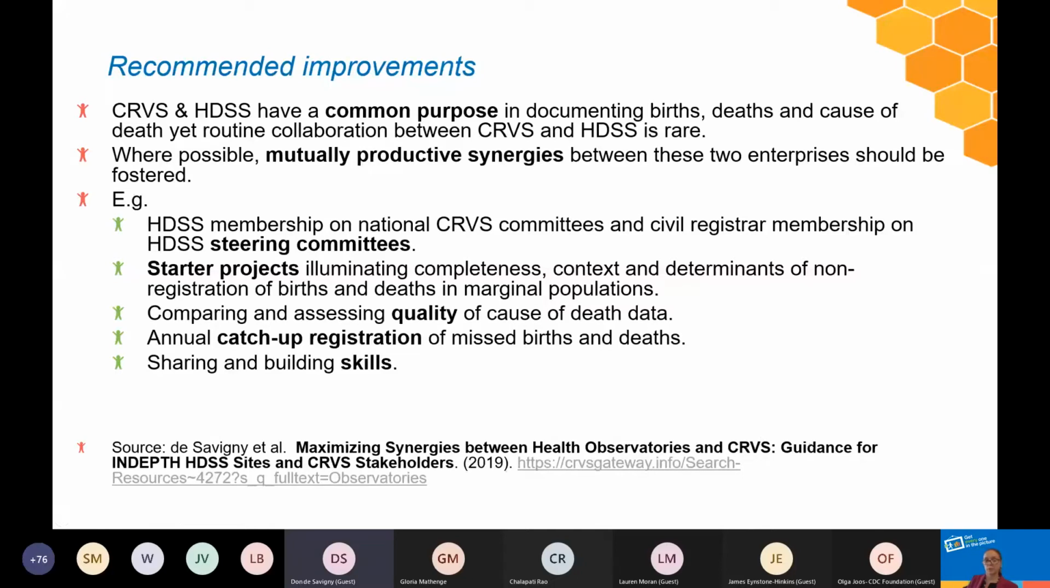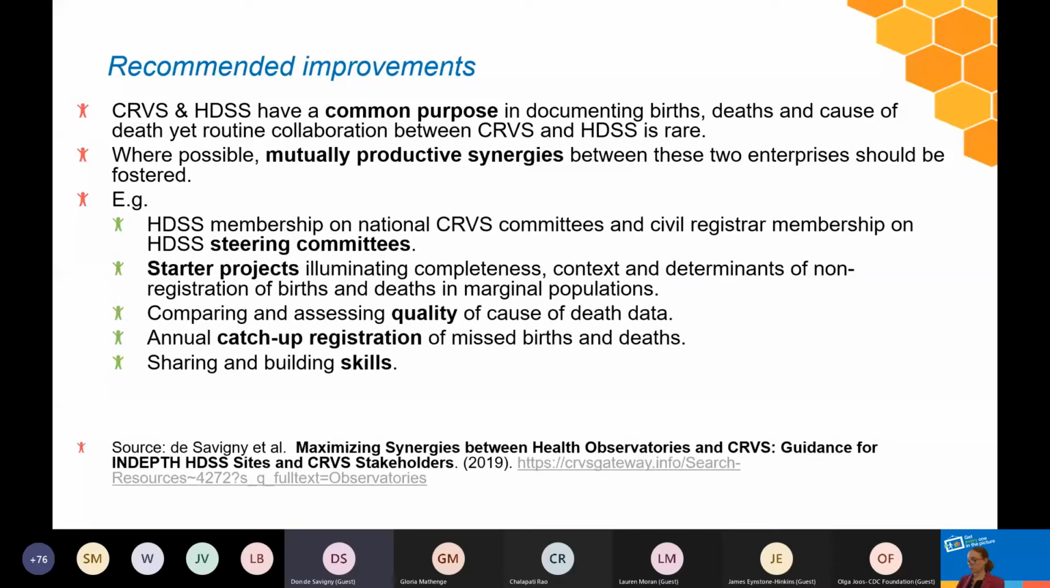So what came out of our look into all these sites is that very few of them have any linkage with the CRVS system in the country, which is really perverse since they have a common purpose of documenting these births and deaths and causes of death. But very few sites have routine collaboration. We found only about 5 HDSS sites that are routinely talking to CRVS systems locally or at the country level. Now, there are a lot of mutually productive synergies if these two enterprises could be closer together.